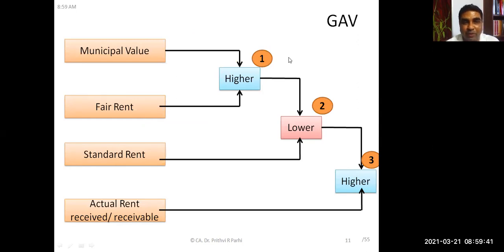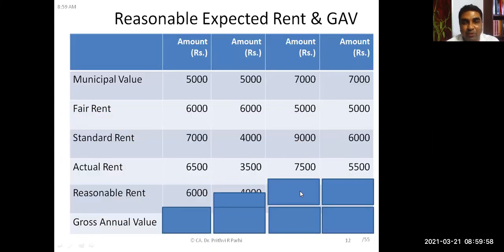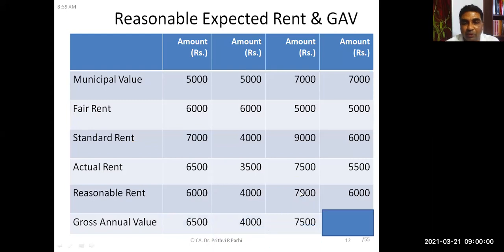Municipal rent and fair rent, whichever is higher, you have to take, but you have to compare this figure with the standard rent, then pick up the lower figure. Then the next step is that you have to compare it with the actual rent received and receivable, and take the higher figure. In our real classes, we have discussed this and solved many questions using this page.